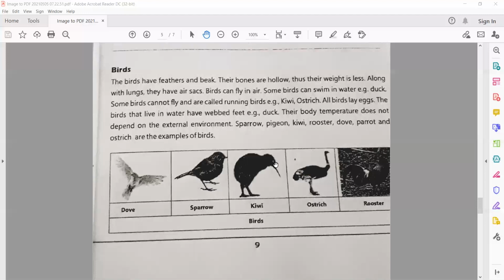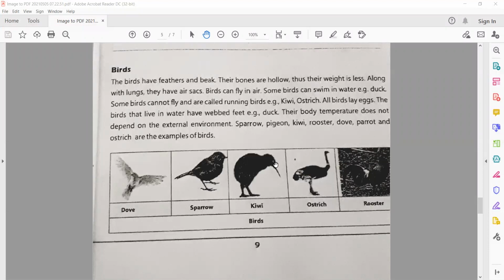Sparrow, pigeon, kiwi, rooster, dove, parrot, and ostrich are the examples of birds. Birds की characteristic में ये है जैसे हमने पढ़ा कि feathers हमने पढ़ा. So birds have feathers, while reptiles and fish have scales on their bodies. And another example, जो hair की है, that is mammal.